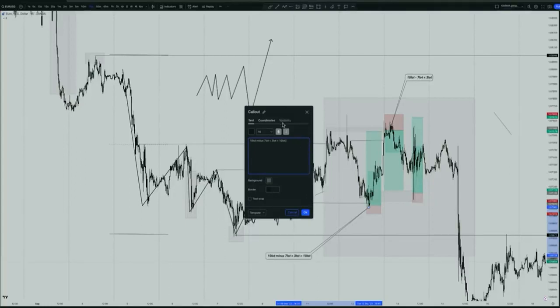3 lots. So that would be 3 lots plus 10 lots equals 13 lots.